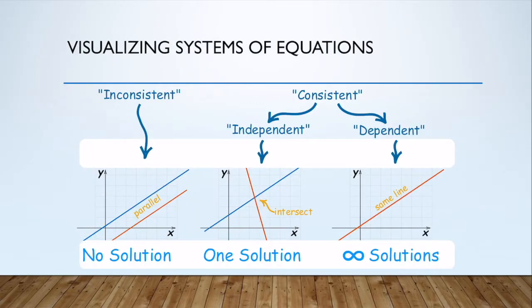So, for example, no solutions if lines are parallel. That means it's inconsistent. Otherwise it's consistent, it has a solution. They're independent if they are not the same line. They're dependent if they are the same line. I thought this was a nice little visual I found on the internet.